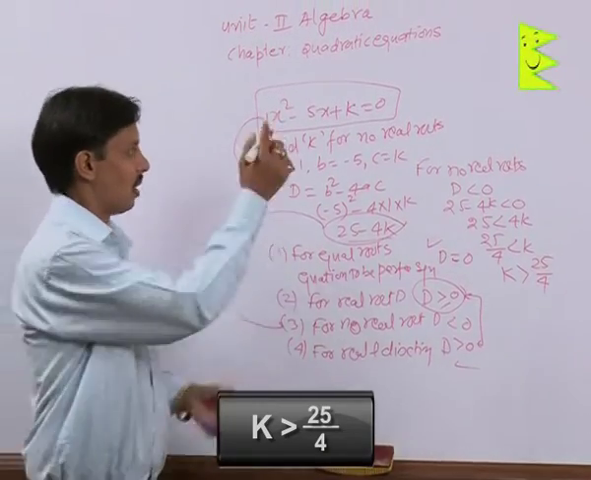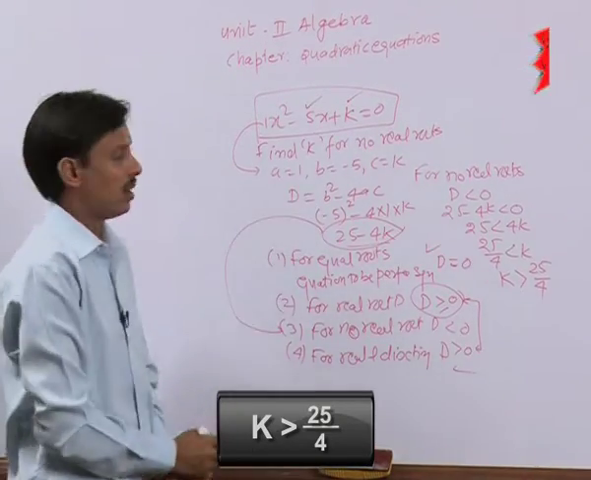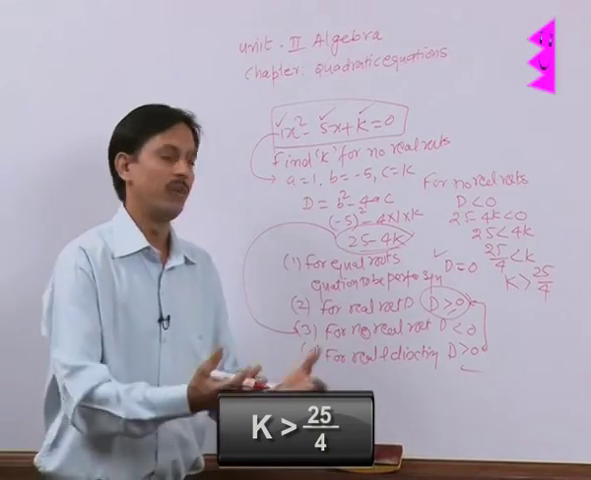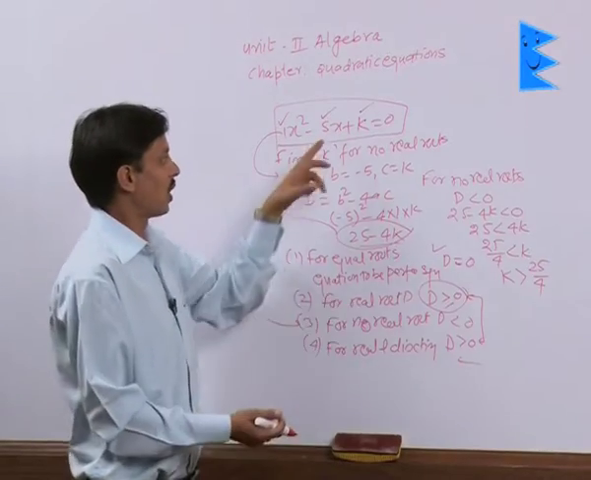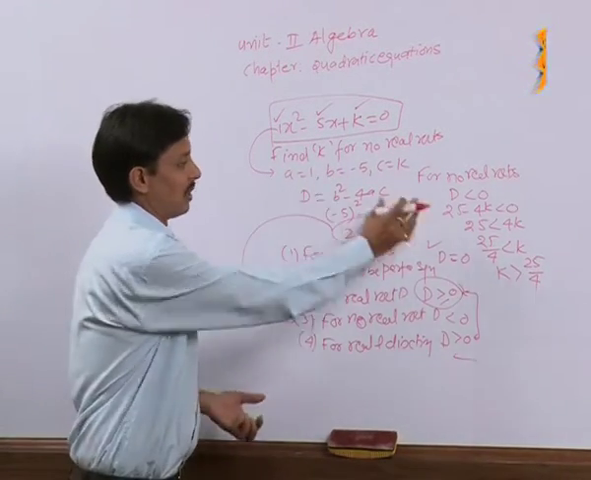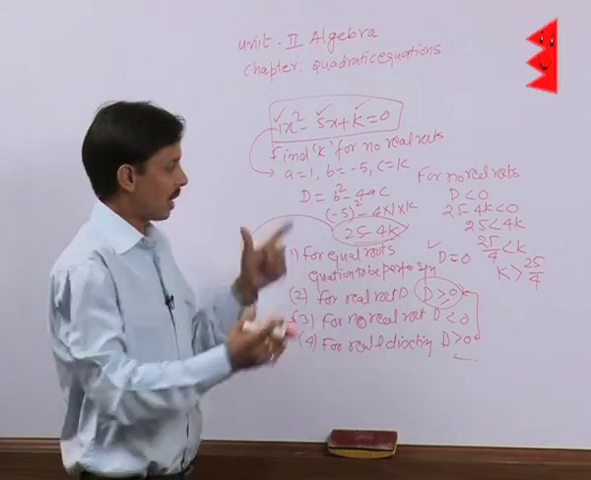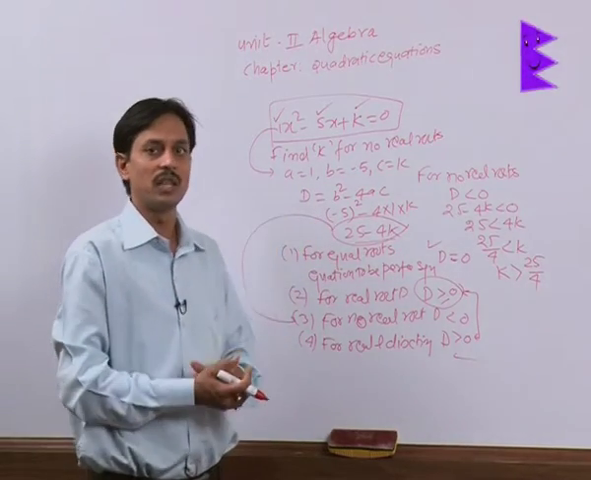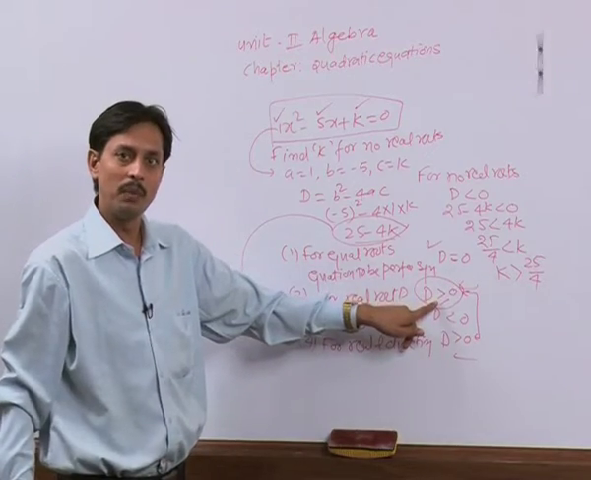Similarly, in any problem, maybe C is missing, maybe B is missing, maybe the value of A is missing, and the question can be asked under various conditions. If a second question is asked, for what value of k it has equal roots, we will put the discriminant equal to 0 and the answer will be k is equal to 25 upon 4. Suppose the question asks to find the value of k so that it has real roots. Similarly, the condition D is greater than or equal to 0 will be implemented.